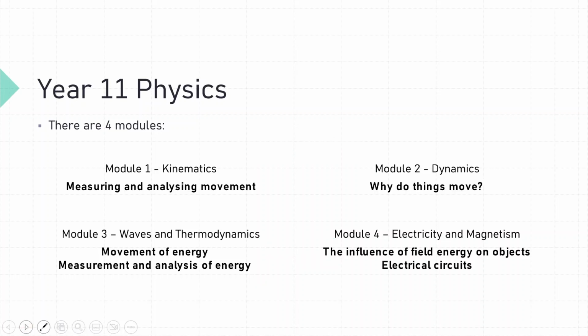So when we look at Module 1, kinematics, we're looking at the measurement and analysis of movement. Dynamics is all about explaining why things move, so not just being able to measure and analyze moving objects, but actually figuring out what causes them to do so. The waves and thermodynamics topic is all about how energy moves, then being able to measure and analyze the movement of that energy as well. Electricity and magnetism looks at field energy specifically and how that can influence the motion of an object. We also do a little bit of work in electrical circuits as well.